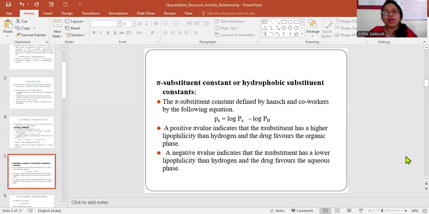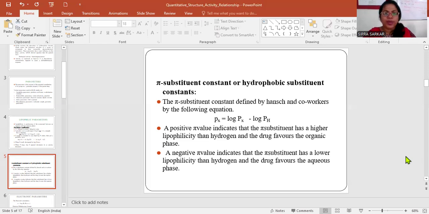So if any drug has to be highly soluble in the lipid medium, then the pi value should be increased. Then the solubility will be more in case of blood or plasma. And the drug will favor the organic phase. That means the higher the pi value, the more the drug is soluble in the organic phase.